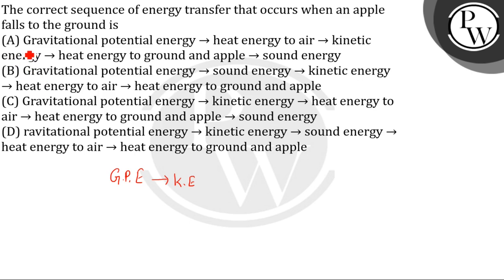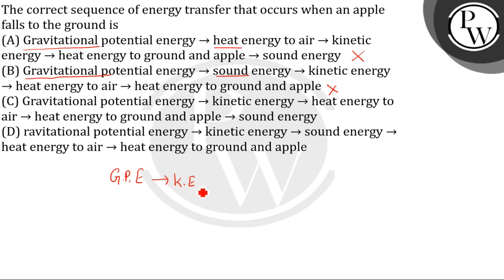We can see in option number A, first is gravitational, next is heat. So this is cancelled. Option number B, gravitational potential energy, then sound energy. No, cancel. So now C and D both have gravitational potential energy, then kinetic energy. Okay. Next, what do we get?